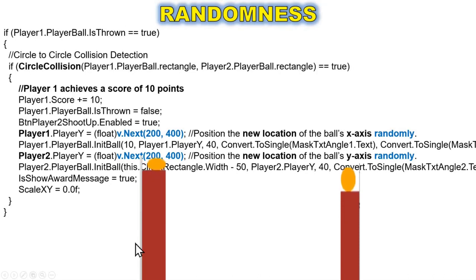The following code shows that if there is a collision between the two balls, or there is a hit, then not only does it reward the player with 10 points score, but it will also change the location of the two balls randomly. The command b.Next(200, 400) will return a random value from the range 200 to 400 to the variable playerX of both player 1 and then player 2.